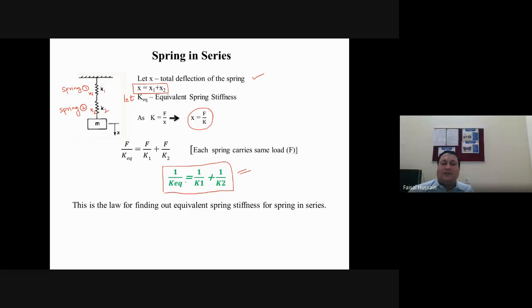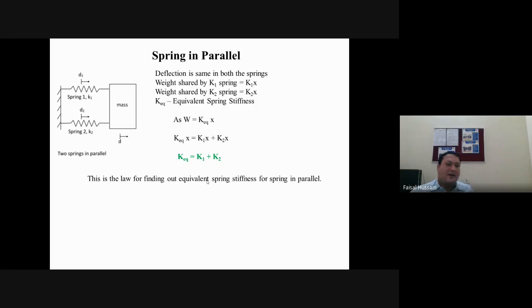So this equation represents the equivalent spring stiffness equation when the springs are in series. With the help of this equation, we can determine the stiffness of the equivalent spring. We can determine the stiffness of spring 1 and we can determine the stiffness of spring 2. The only thing is that the springs should be in series arrangement. Okay. Now let us see the spring arrangement in parallel. Here also you can see that there are two springs. This is your spring number 1 and this is your spring number 2. Spring number 1 has stiffness K1, spring number 2 has stiffness K2.